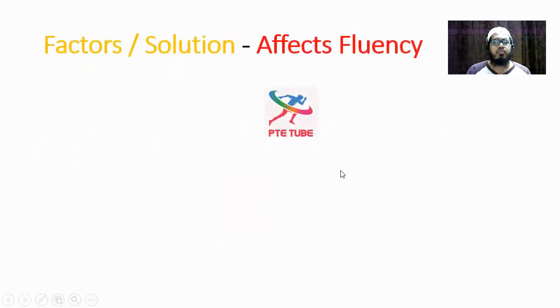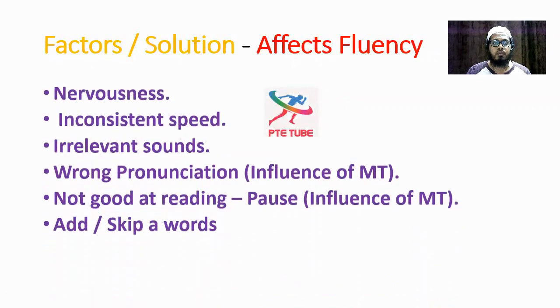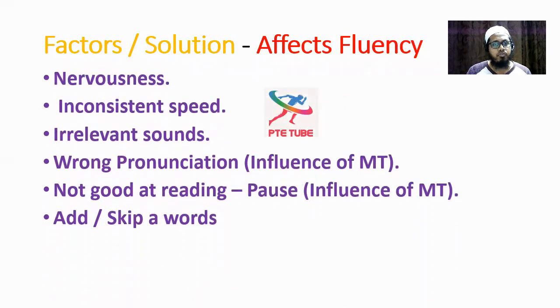There are many factors that are responsible for fluency, and if not taken care of, that affects fluency. We'll discuss that, and I'll also let you know the solutions that we need to follow in order to not commit the mistakes and fetch maximum marks. These are the common factors that affect our fluency. That is nervousness. Since this is the first task, people get nervous, and inconsistent speed.